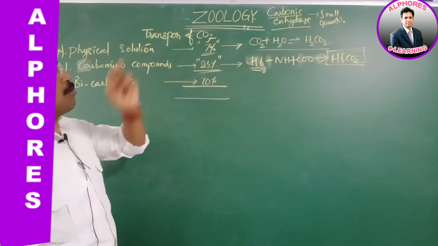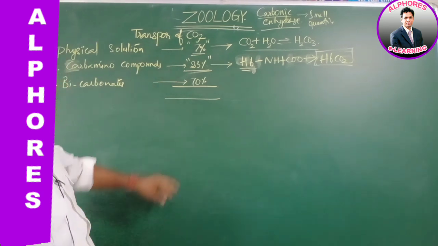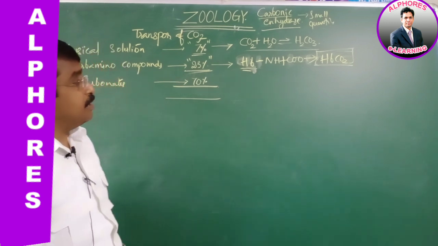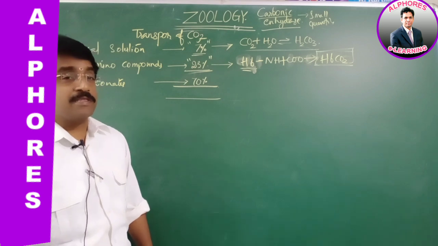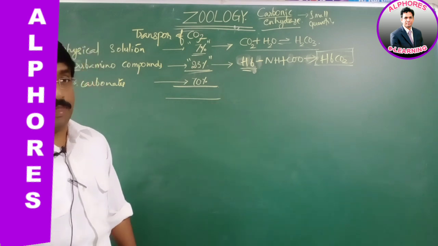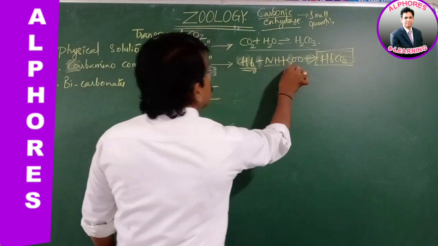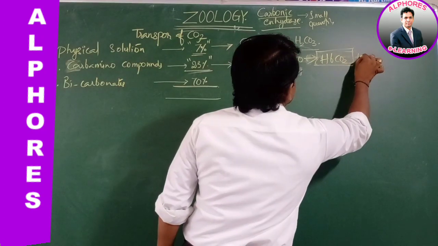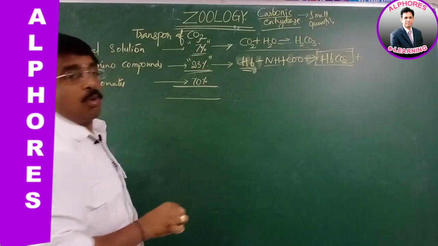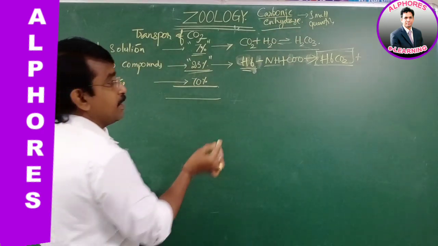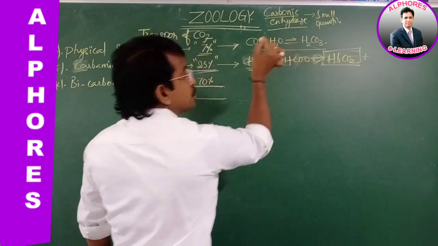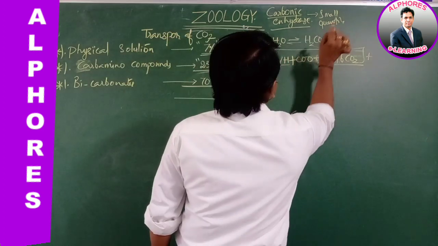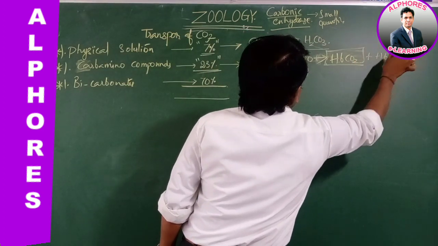So, carbamino compounds via the hemoglobin, 23%, in the RBCs. Hemoglobin is a protein, so it definitely has amine. Carbon dioxide combines with the amine NH and results in a carbamino compound. So NH combined with the CO2 forms one carbamino compound, and another is hemoglobin acidic.